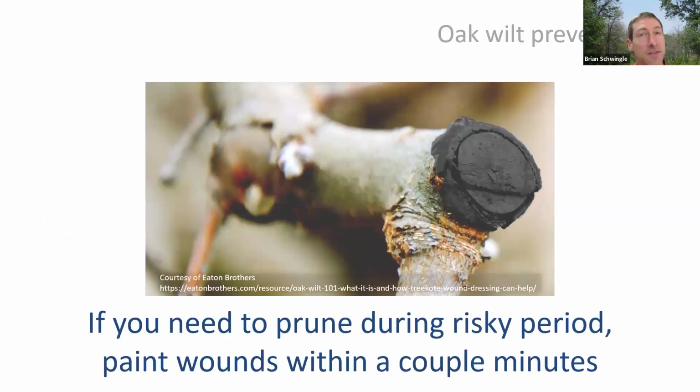The other thing too is if you have to prune for whatever reason, sometimes you have to prune. If you put a tree wound paint on that wound, on that pruning cut within a few minutes, as long as it dries, that prevents oak wilt 100%.